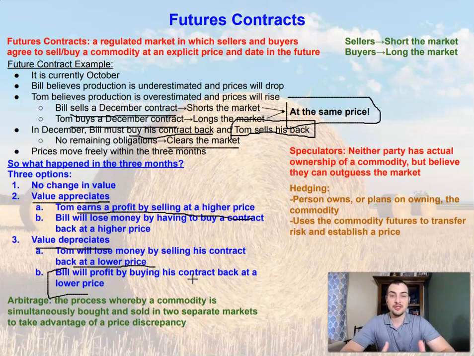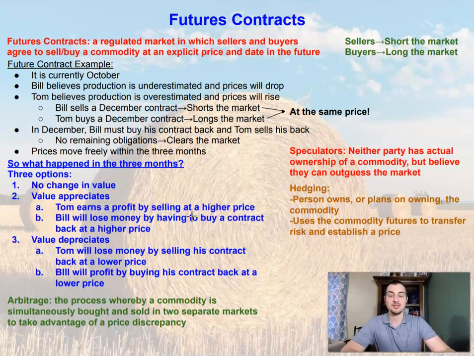So now what I've been talking about is actually the process known as arbitrage. Arbitrage is the process whereby a commodity is simultaneously bought and sold in two separate markets to take advantage of a price discrepancy. So we're actually dealing with two different markets at this point in time. Yes, it's still the December contract.